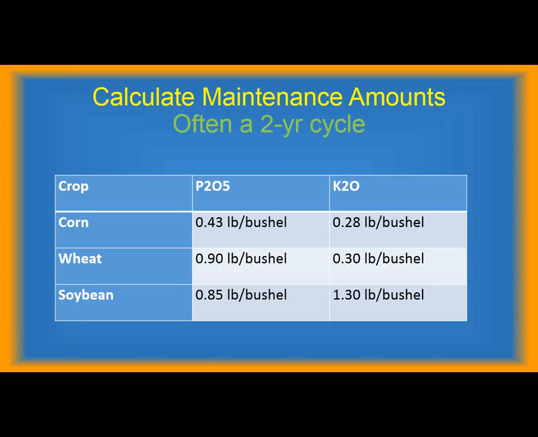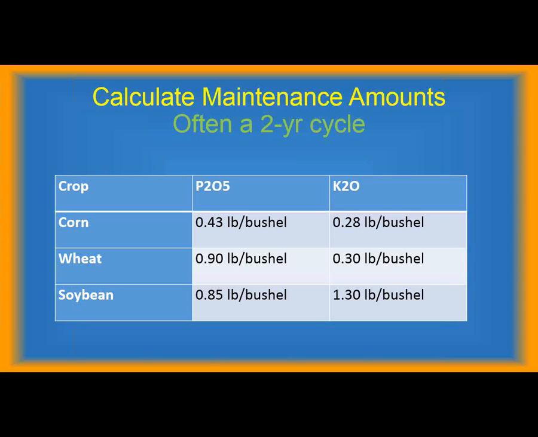So if we do the math on this, let's say that we have a 200 bushel corn crop coming off, we're taking off 86 pounds of P2O5, all right? So hold that value in mind. And we're taking off 56 pounds of K2O. That would be 200 times 0.28.